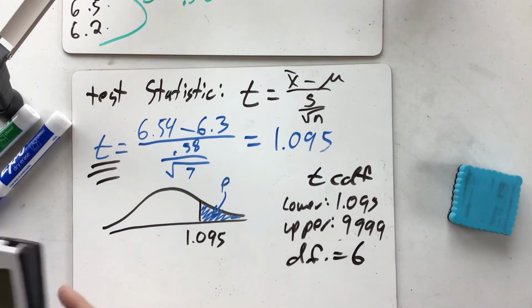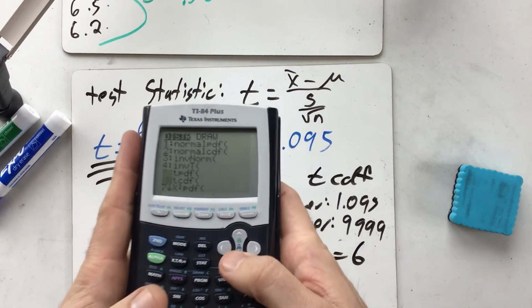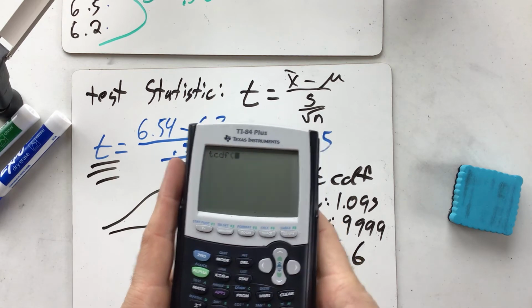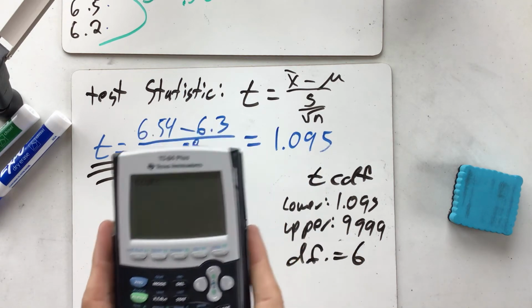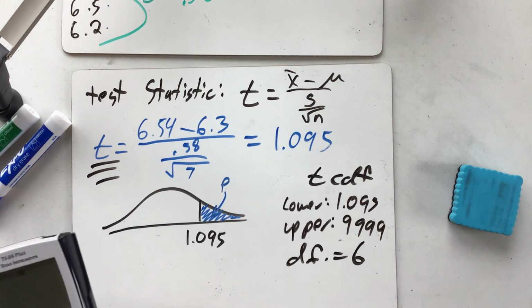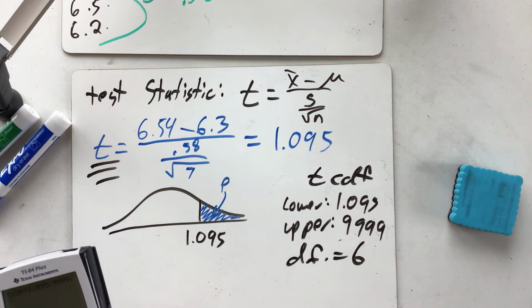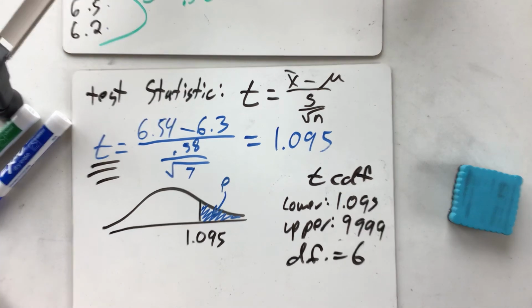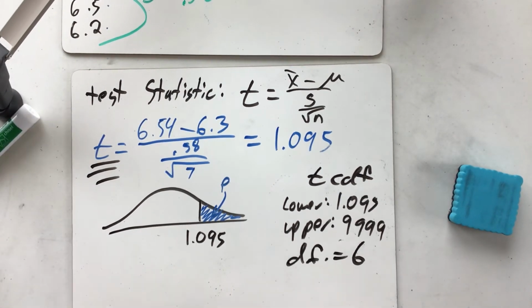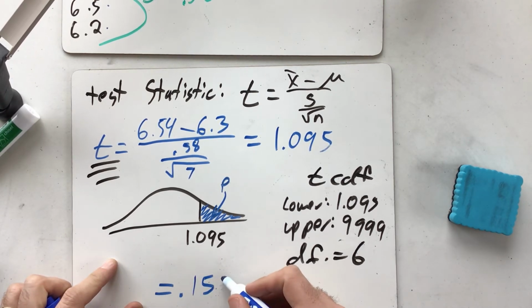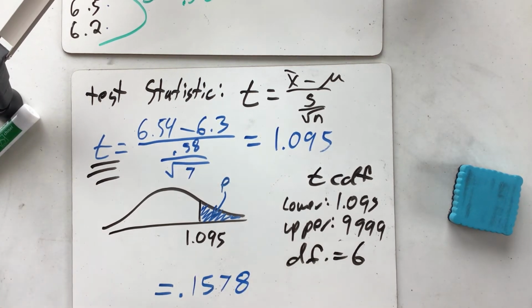Okay, so now let's do that. TCDF is what I want. So there's my TCDF. Hit enter. You all will have a menu, but I'm just going to type it in. 1.095, comma 9999, comma 6, and hit enter. And I got 0.1578 as my answer. That sounds decent. Okay, so that's my result. That's what I got for p.